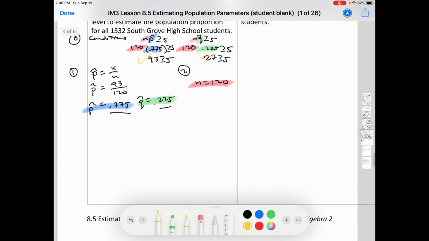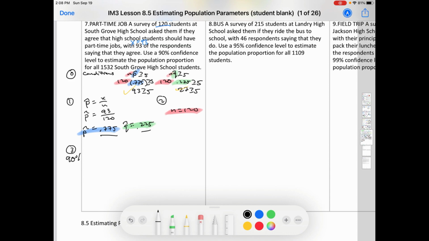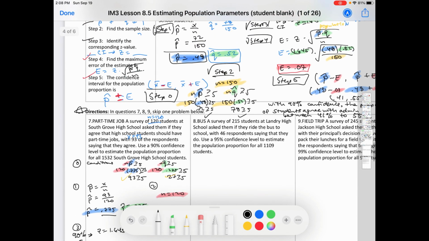Confidence interval z-score. Okay, let's get that. This one has a 90% confidence interval, so that basically means my z-score. Look at my chart, saved it on my phone. 90% equals 1.645. Okay, what do we need to do next?